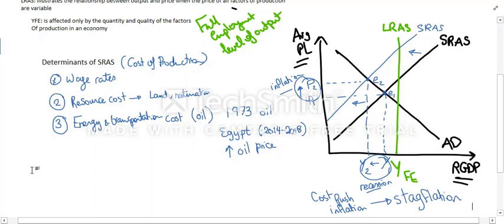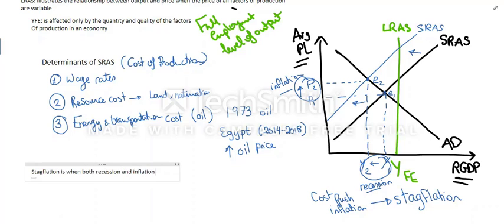So what's the definition of stagflation? Stagflation is when both recession and inflation occur at the same time, and this happens due to a rise in cost of production, or when the SRAS shifts inwards.